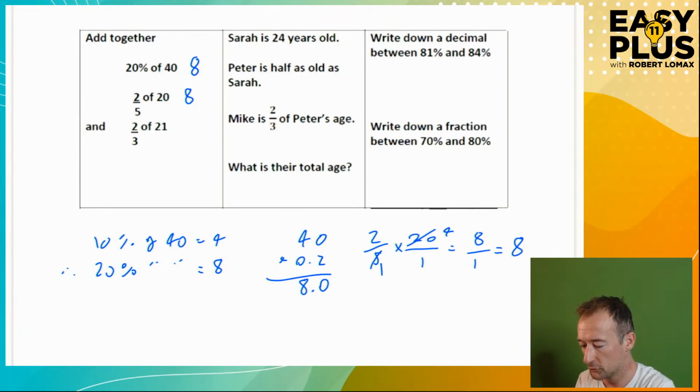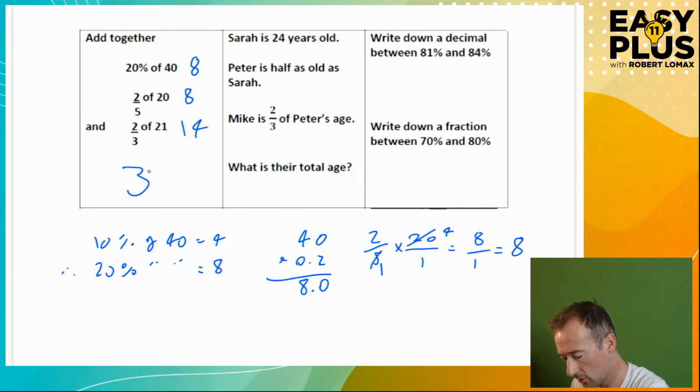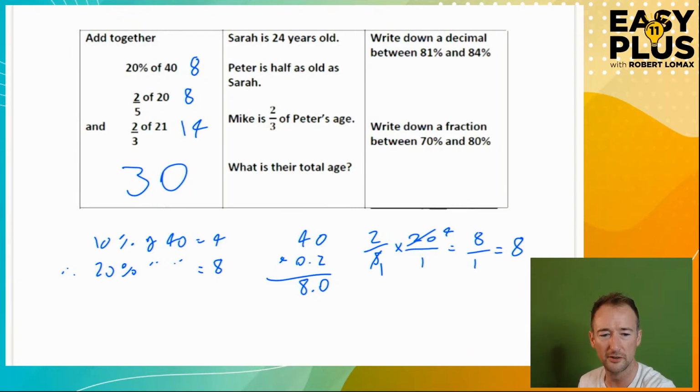2/3 of 21. Sometimes the kind of common sense mental arithmetic method is just calling out to you. You know that 1/3 of 21 is 7, because you know your times tables. So of course 2/3 is 14. Add them together, 8 and 8 are 16, add that to 14, and we get 30. Is it clear which number in that box is my answer? Yes, it is, so I don't think I need to double underline it or anything like that.